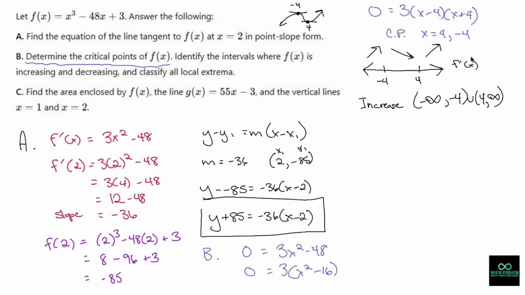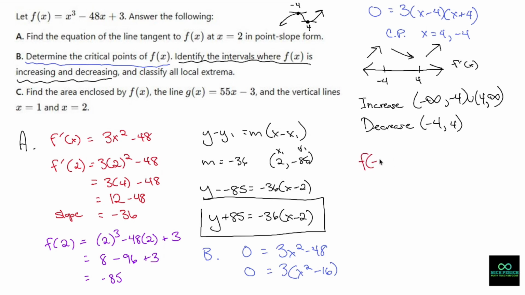That's where we're increasing. My decreasing is only once, and that happens from negative 4 to 4. So still not done the problem yet, because now I need to classify all local extrema. So what I'm going to do is not only just say we have a maximum at negative 4 and a minimum at 4, I'm going to find out what those points are. So my maximum exists at negative 4.